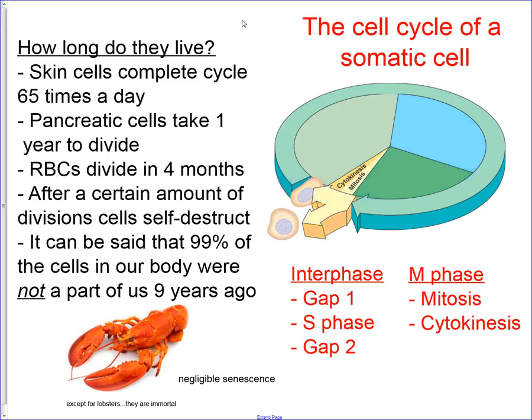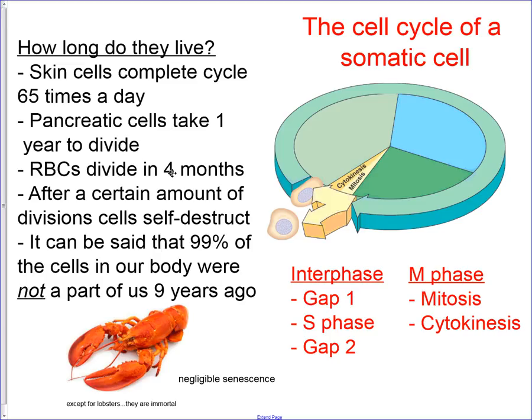Just a couple of interesting notes about cells. Different cells last different amounts of time. Skin cells typically replicate 65 times a day. They go through division very, very quickly. Conversely, pancreatic cells take a very long time to divide, about 1 year, so they have a long lifespan.